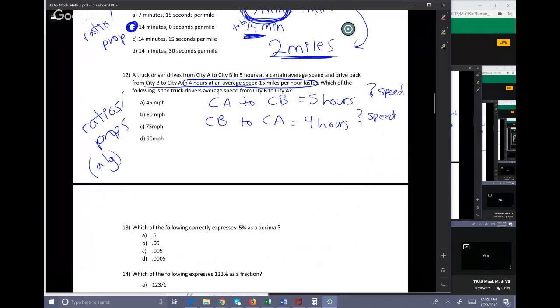So what I mean is you could start to build a proportion here. You could say you're going to put the hours on top in both. So you'd have 5 hours and 4 hours. And if you're doing speed, you would get kind of stuck here because you don't have a speed to put into either of them.